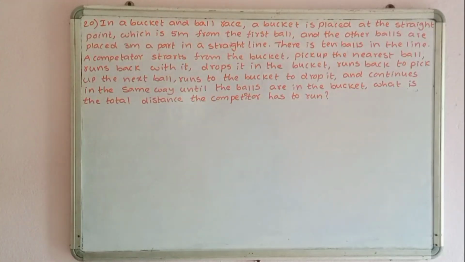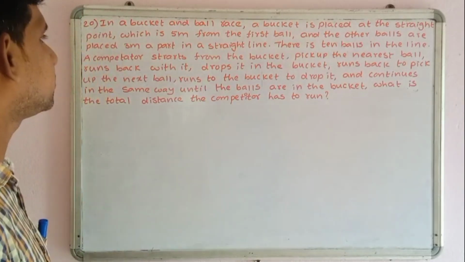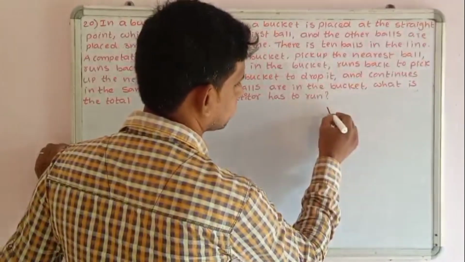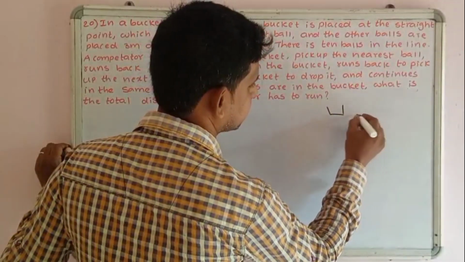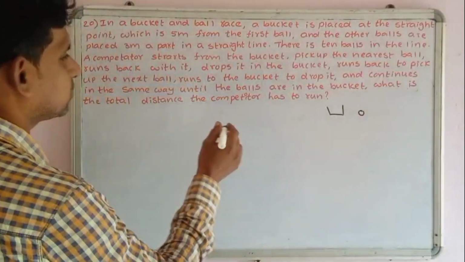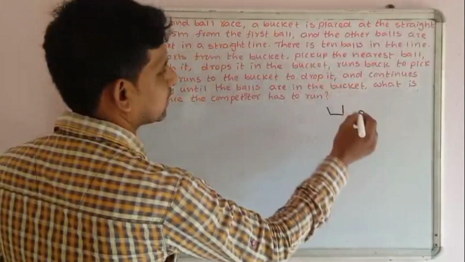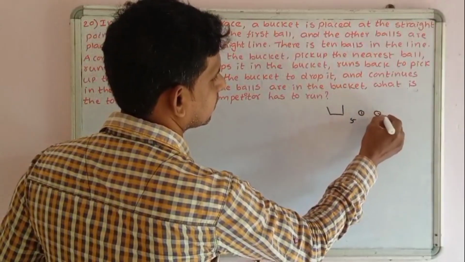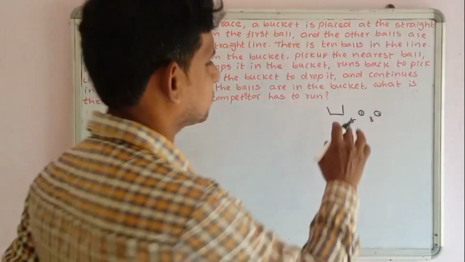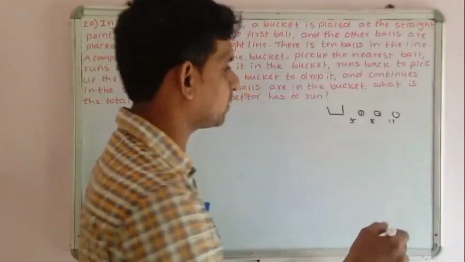In a bucket and ball race, a bucket is placed at a point which is 5 meters from the first ball. This is the bucket. The first ball is 5 meters from the bucket. The second and the other balls are 3 meters apart. So the second ball is 3 meters further, that means 8. The third ball is 11 meters from the bucket.